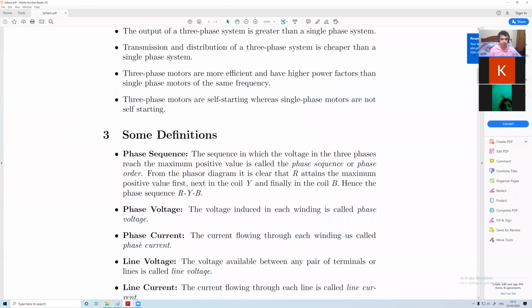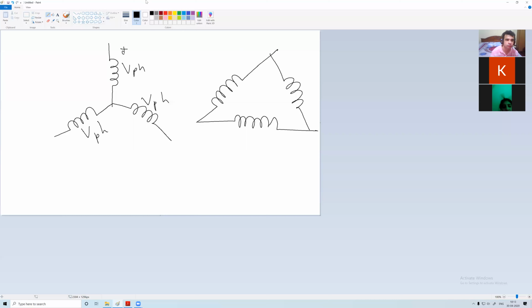Second thing is phase current. Similarly, the current flowing through each winding. So this one, I phase, I phase. Okay. So these are the phase currents.